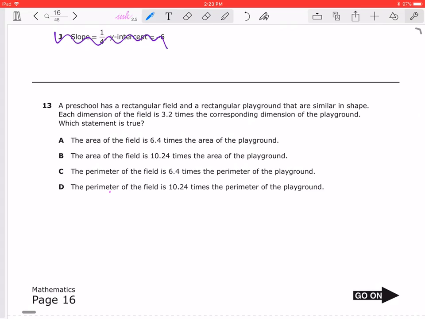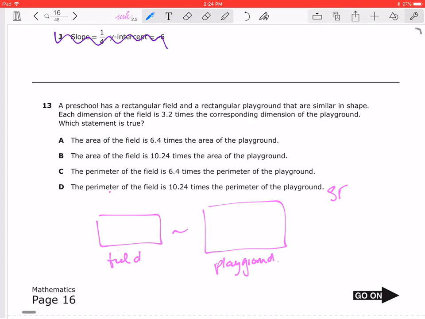In this problem, we have a preschool, which is a rectangular field and a rectangular playground. So I'm going to draw my rectangle. This is my field, and this is my playground. They're similar in shape. Each dimension of the field is 3.2 times the corresponding dimension of the playground, so our scale factor is 3.2. Which statement is true?